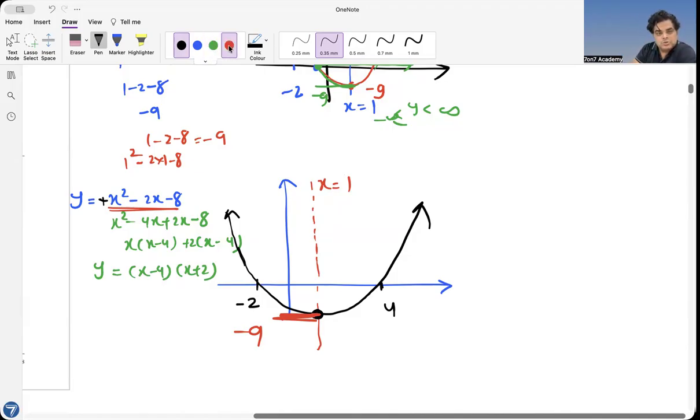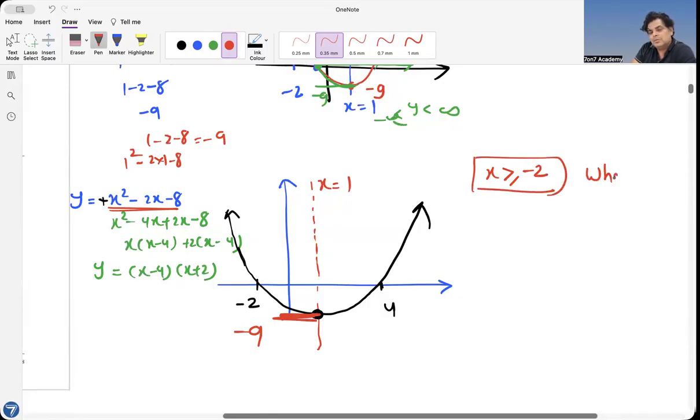Now, what is the question? The question is, if you take x more than or equal to minus 2, what are the y values? Now you are moving to the right side. At this point the y value is 0. If you move to the right side, what are the y values? They keep decreasing, going lower, down to minus 9. Then it increases, increasing, increasing, and it will go to infinity.